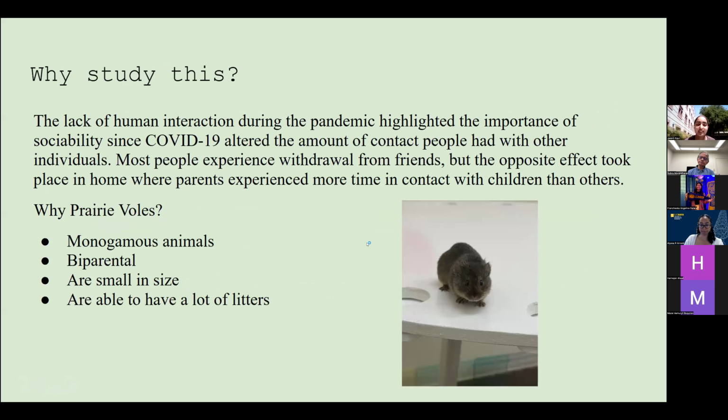So why did we start this project and why do we study this? One of the main reasons was that during COVID, we had a lack of human interaction with other individuals, but there was an increase at home where parents were forced to spend more time with their children. So we use prairie voles because they're monogamous animals, they're biparental, they're really small, and they're able to have a lot of litters. On the right, I have a picture of a prairie vole. They're really small, so that's why they're also easy to use.